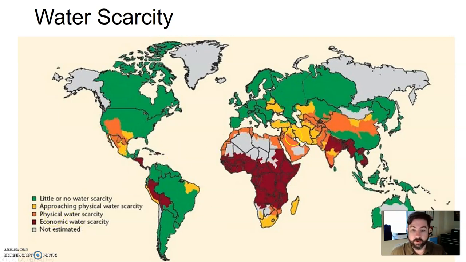Orange is physical water scarcity. There is just not water there. Yellow is approaching physical water scarcity. Green is okay for now. And this map is actually a little older, so you can see a lot of orange, yellow, and red, which is not good.